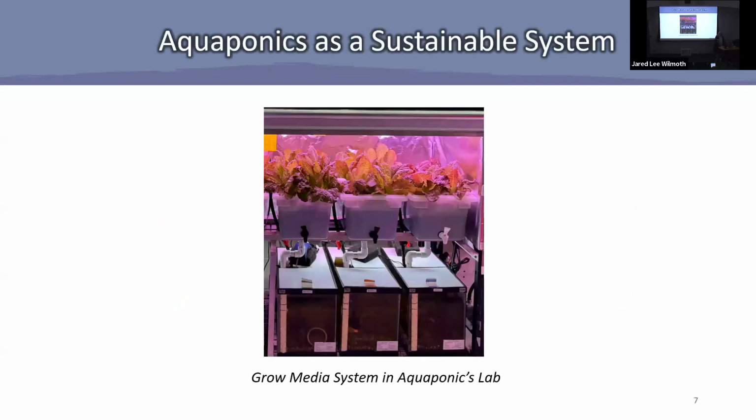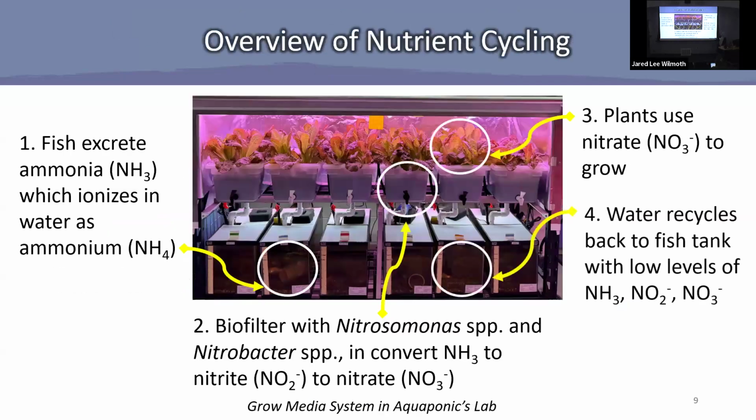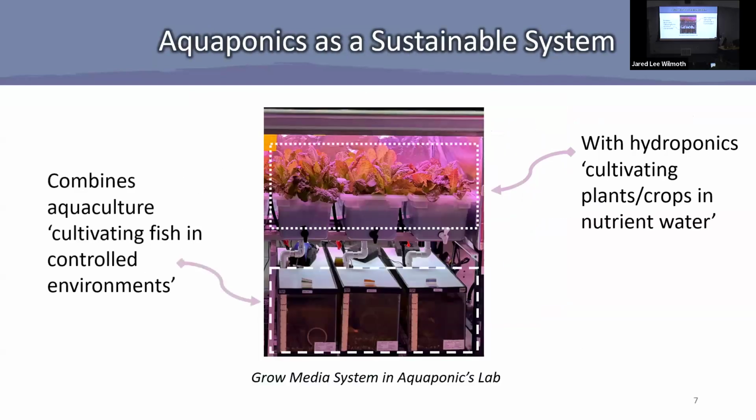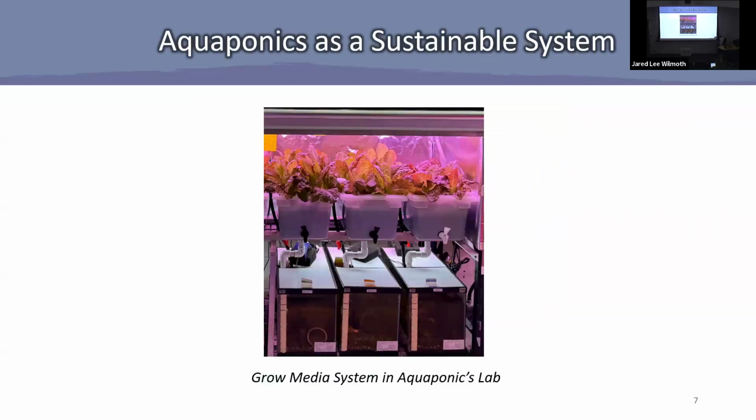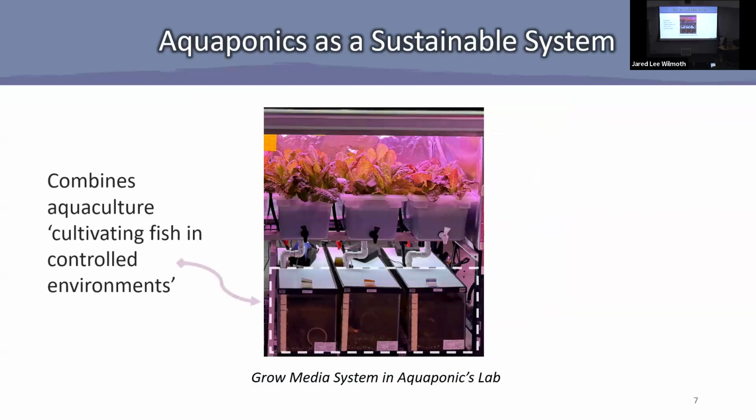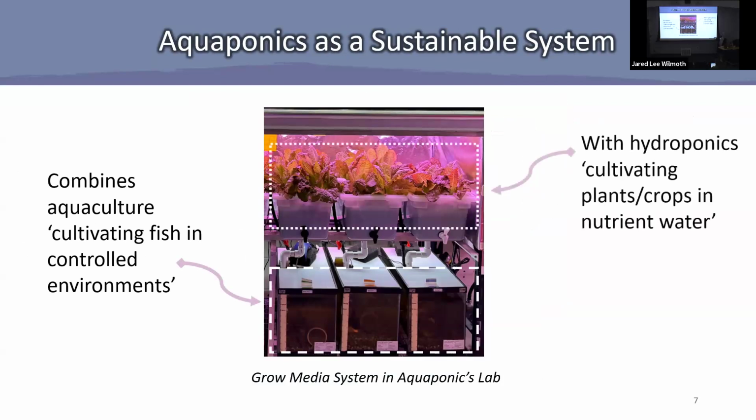So aquaponics as a sustainable system. So here is one of the systems. So this is the grow media system that I'm using for my research project. Aquaponics essentially combines aquaculture, which is the cultivation of fish in controlled environments, with the cultivation of plants using the nutrient water that comes from the fish tank. And that's the hydroponics part.